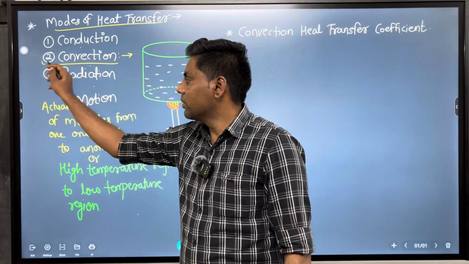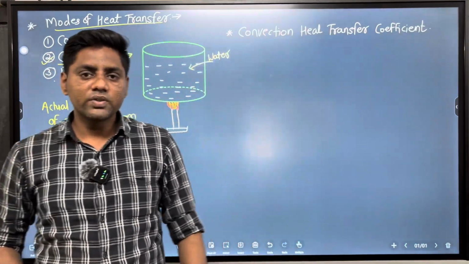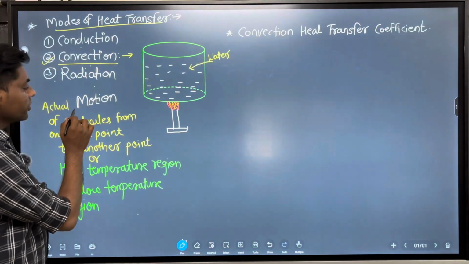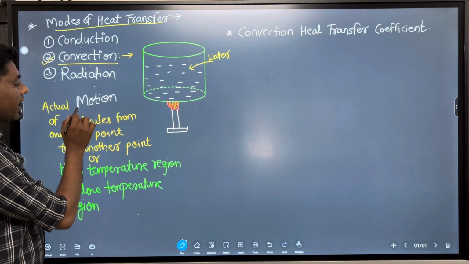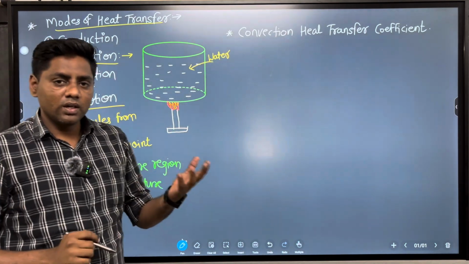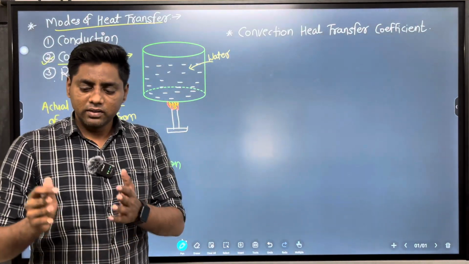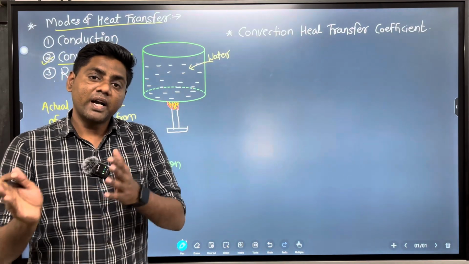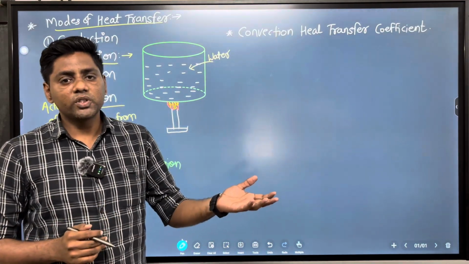Today we have to study convection. So, very simple. It is the actual motion of molecules from one point to another point, or we can say the actual motion of molecules from high temperature region to low temperature region.